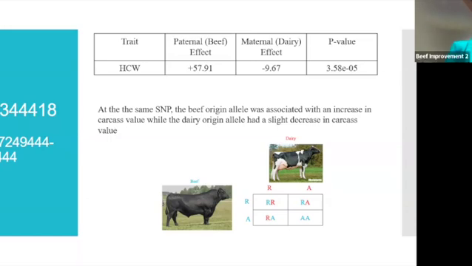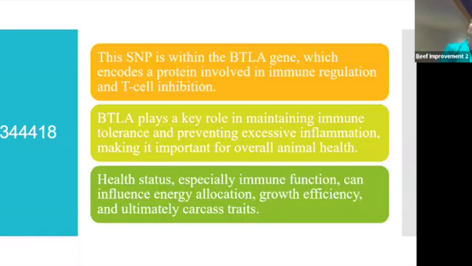This is what I was hoping to find: some indication that getting this reference allele from the beef animal is way better than getting it from the dairy animal. A little more information about this SNP: it's actually in the BTLA gene, which is involved in immune regulation and T cell inhibition. It has a huge role in moderating immune response and preventing excessive inflammation. I know that's not something we automatically jump to when it comes to hot carcass weight, but healthier animals tend to gain more weight. Sick animals may not be eating as much and are not going to have a higher final hot carcass weight, so that health status is probably pretty important.